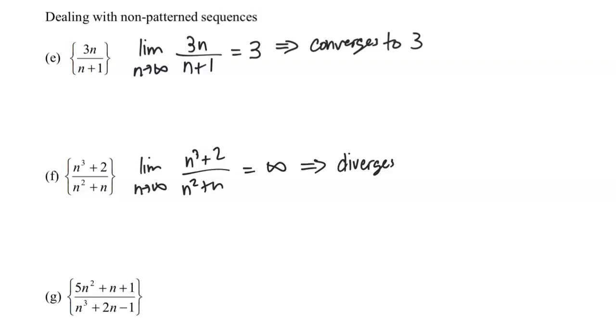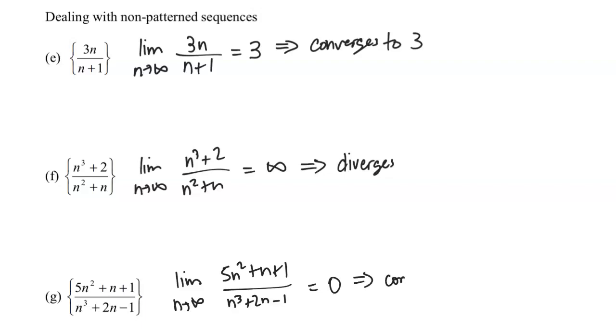Okay, and then finally letter G, same thing one more time. We're going to take the limit as n goes to infinity of this particular formula here. And so you're asking yourself, where is the larger degree? And you see that the exponent is bigger on the bottom. And so that means that this limit is going to equal 0. And that means that we can say that the sequence converges. And more specifically, we can say that it converges to 0.